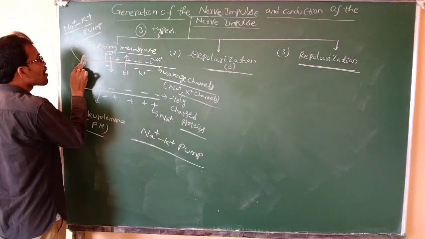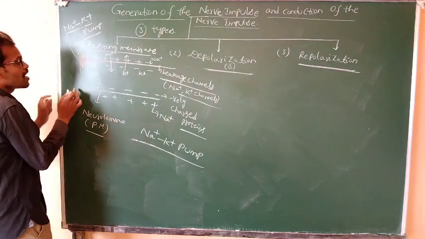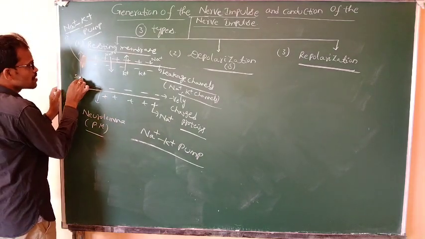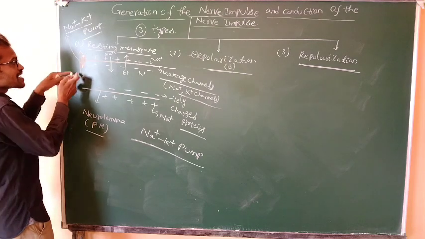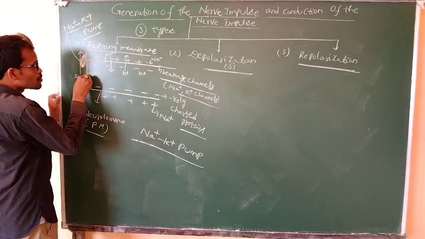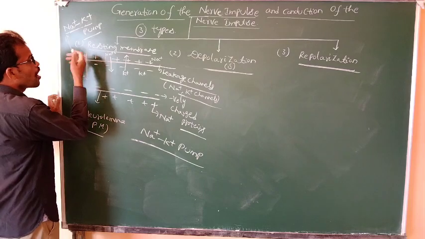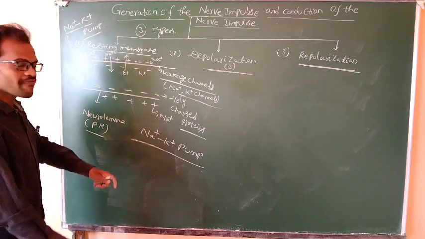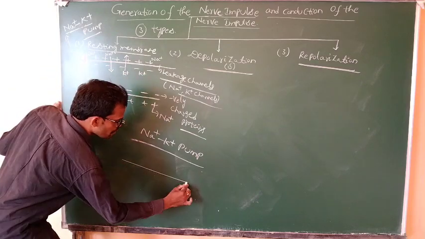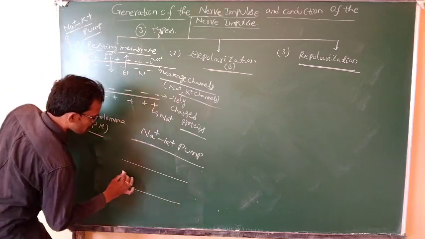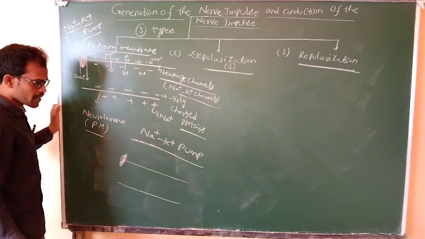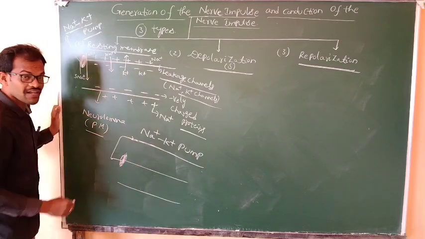Three sodium ions move from the inside to the outside, and two potassium ions move from the outside to the inside. What is the function of the sodium-potassium pump?